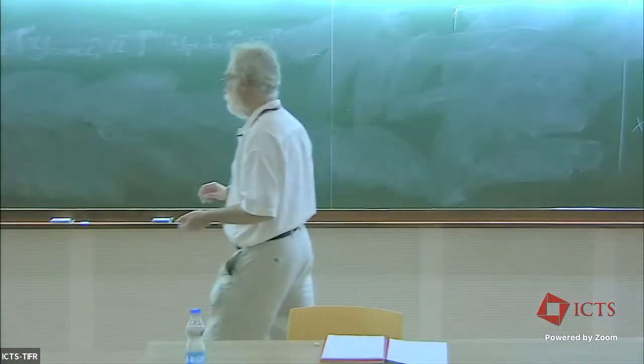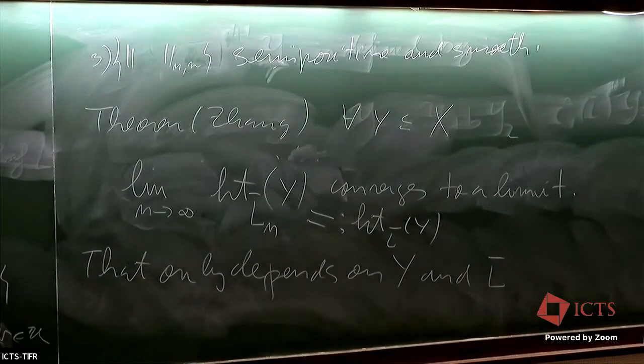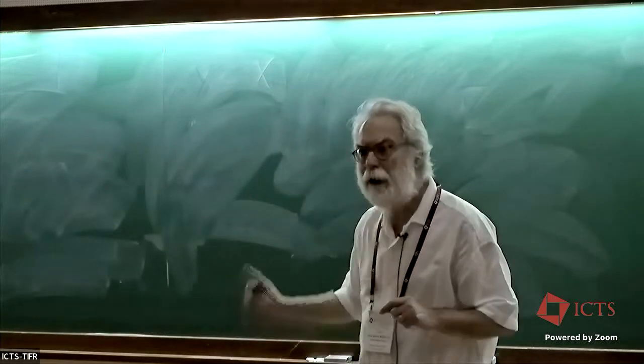Okay. So now we have a machine to produce heights out of these admissible adelic metrics. And we want to see some properties. Now the key point is that we have an analogy between geometry and this arithmetic. So now we can try to mimic some theorems in geometry.